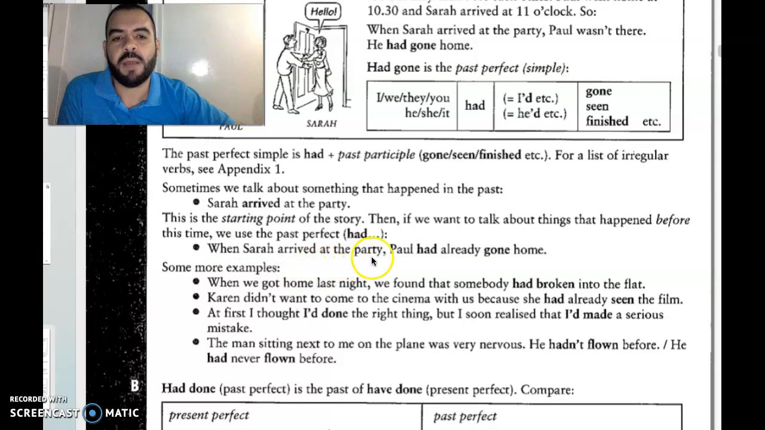Anyway. When Sarah arrived at the party, Paul had already gone home. We can use adverbs here like already. You know them, okay, from present perfect tenses. So this is not something new.